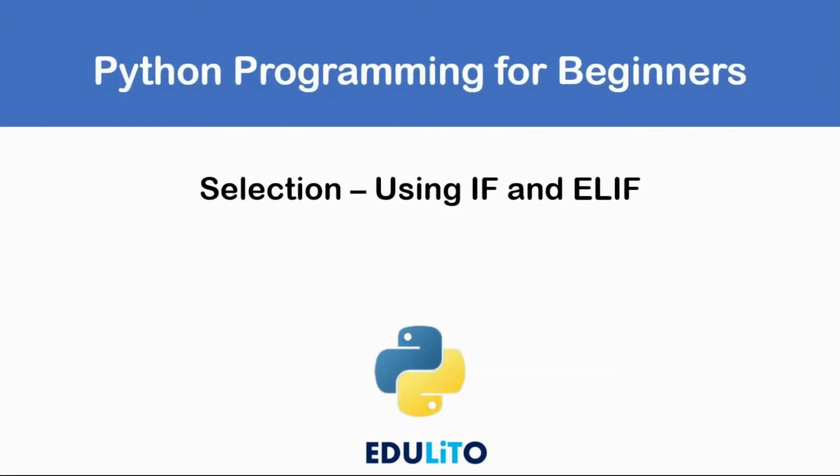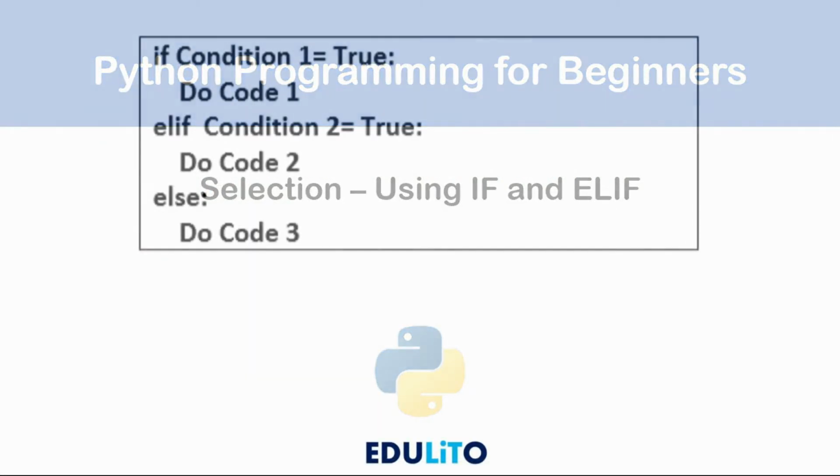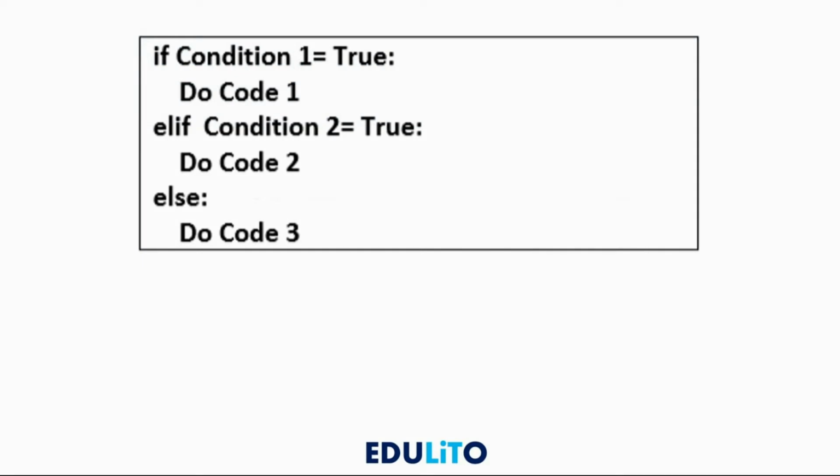Selection can also use an if and an elif. If you've got condition 1, for example, which is true, you do code 1. Else if, or as it's called in Python, elif, condition 2 is true, you do code 2. Or finally, else you do code 3. So you basically can have as many elifs as you want in a particular program.